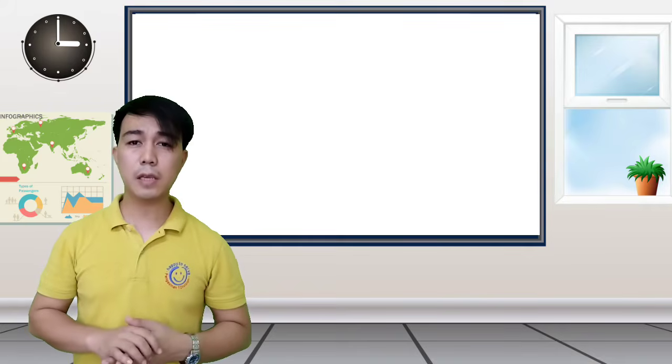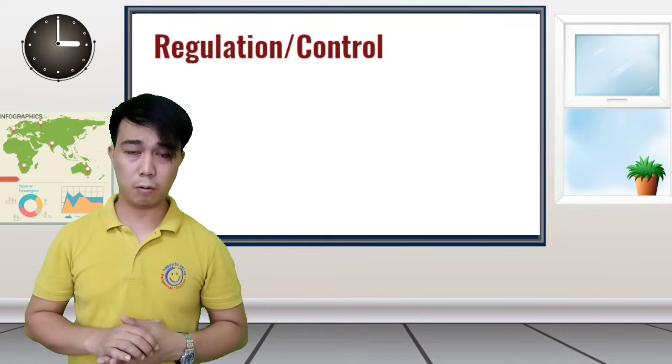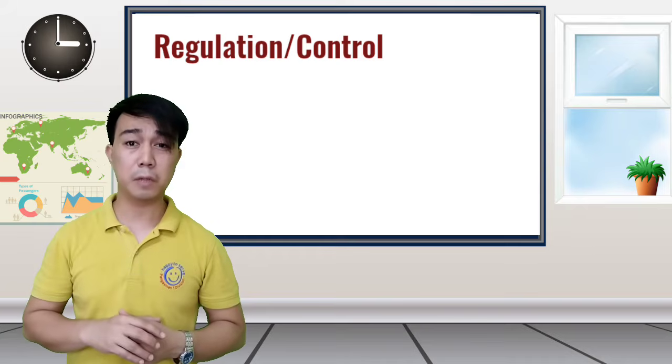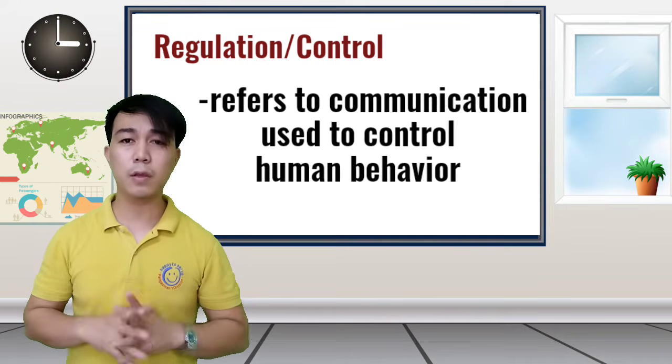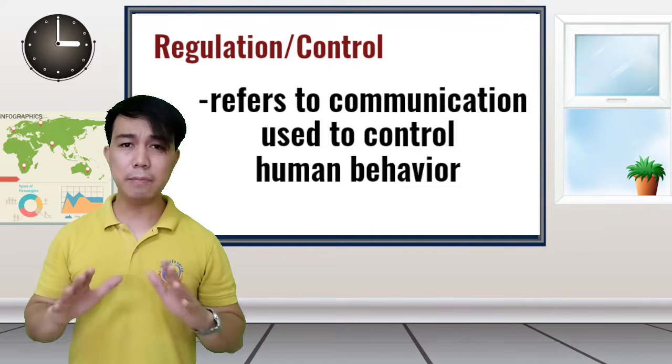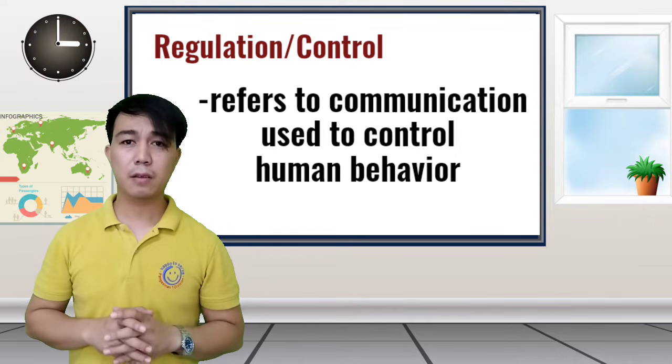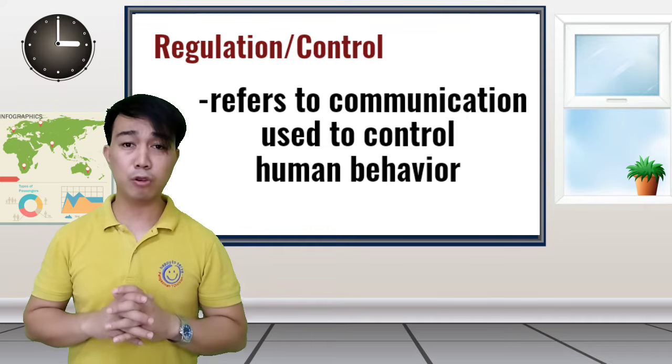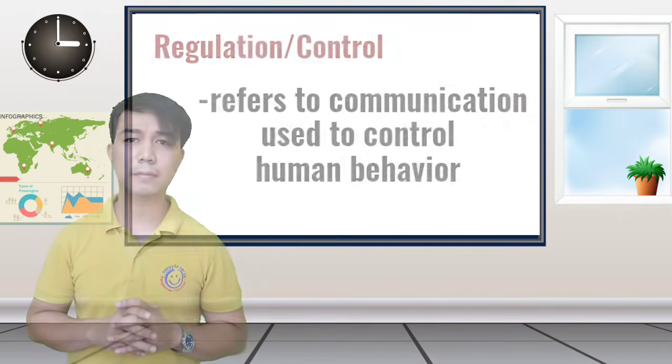The first one is regulation or control. This function of communication can be used to control the behavior of humans. It also limits or regulates the activities where a person or human is engaged in. There are basic forms of regulation or control. Here they are.